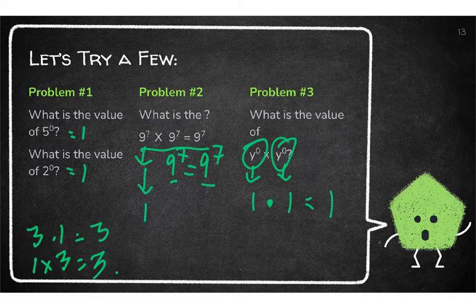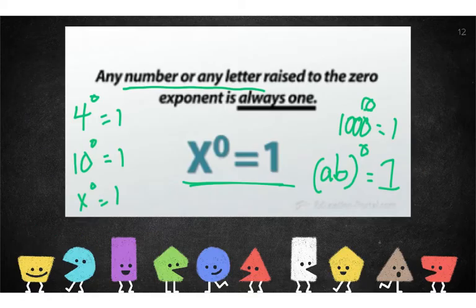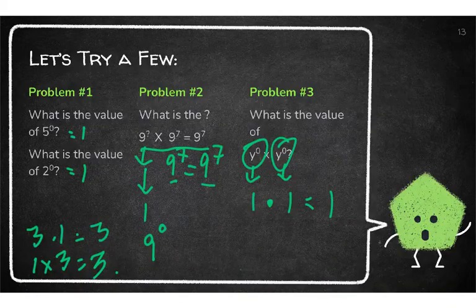Therefore, what do I know about exponents? Something raised to the something power is always 1. So hopefully you said 9 to the power of 0, because 9 to the power of 0 is 1, and 1 times 9 to the power of 7 is 9 to the power of 7.